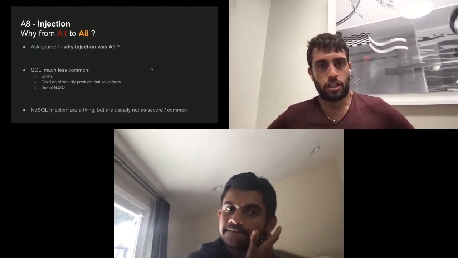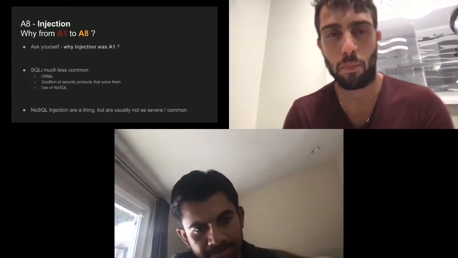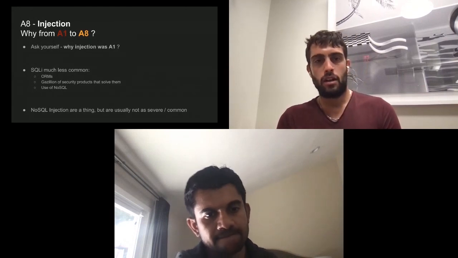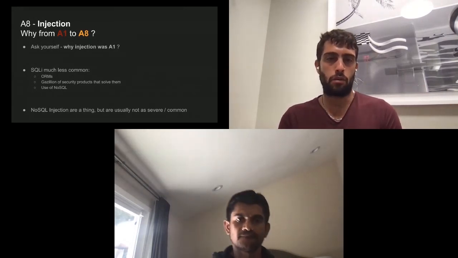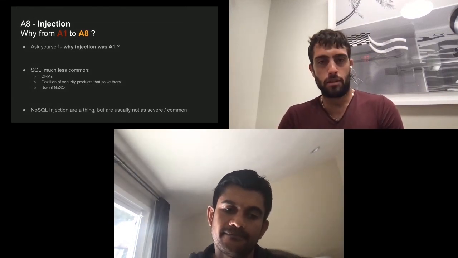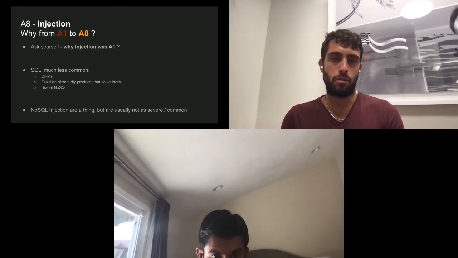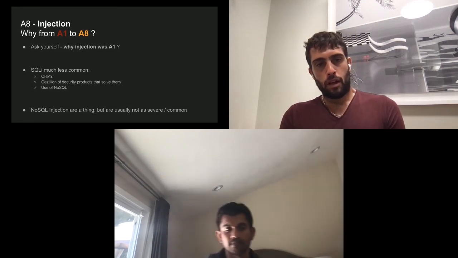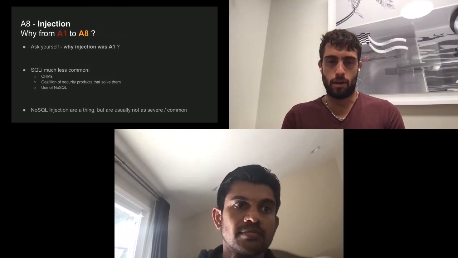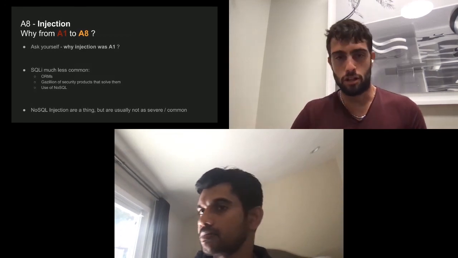I want to talk a little bit about injections. Injections used to be the most common vulnerability in application security for many years. If you look at all of the OWASP API lists, they're always one of the first two vulnerabilities. Many people ask me why I moved injections from A1 to A8, to the bottom of the list. I would say, ask yourself first why injection used to be number one on those lists. The main reason is SQL injection.